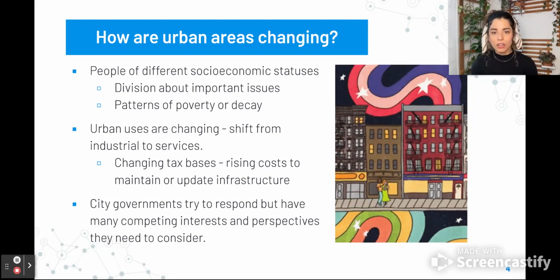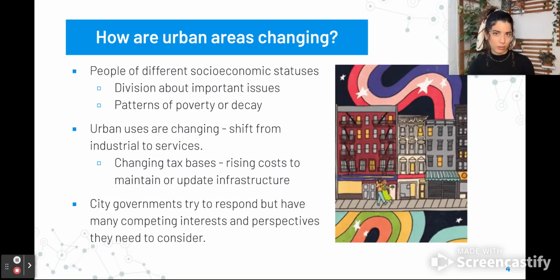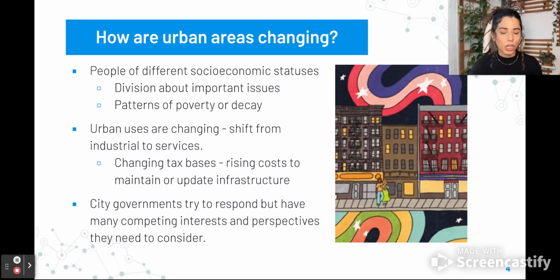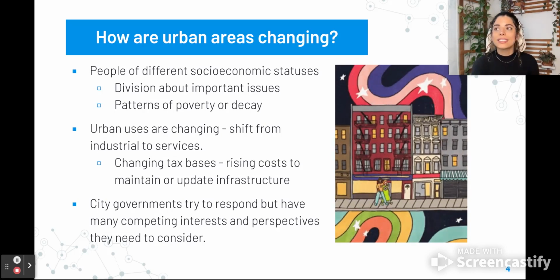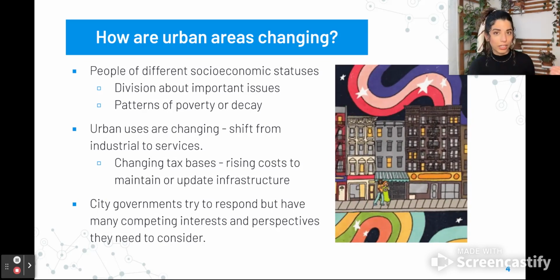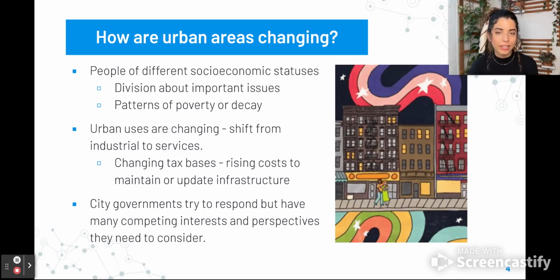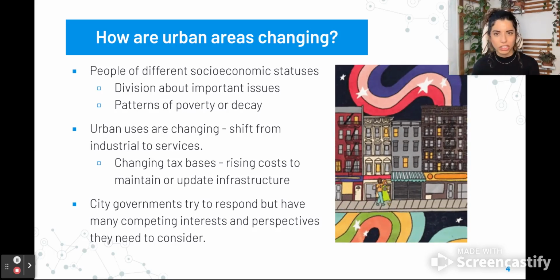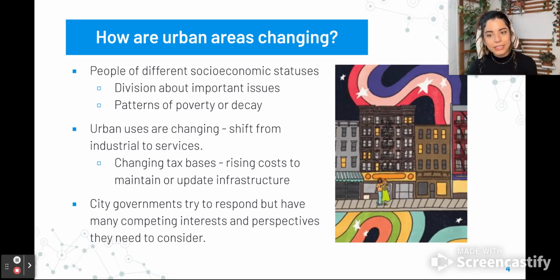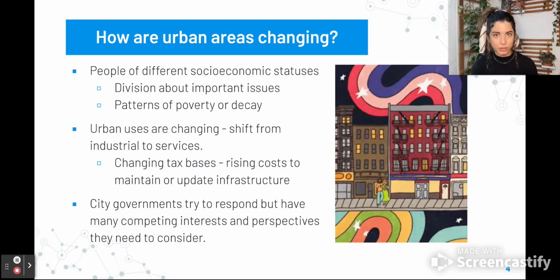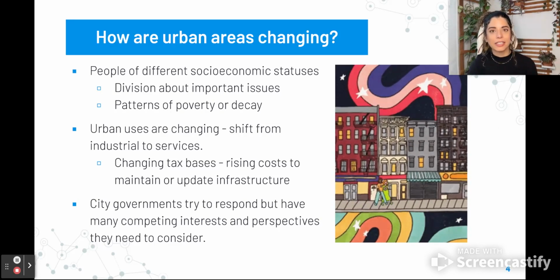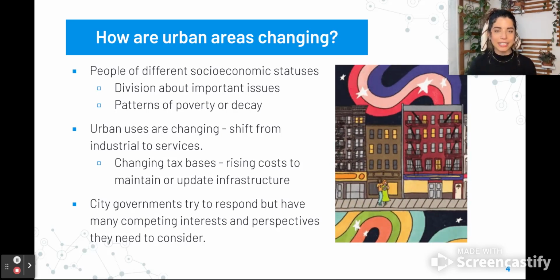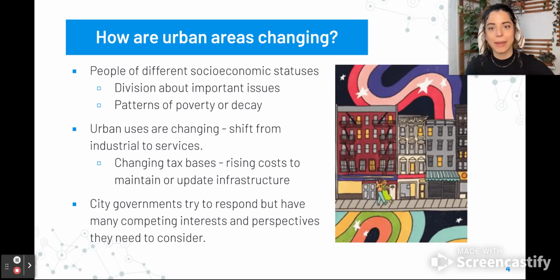Sometimes we see a shift from industrial practices to services. So service-based work or economics would be like, let's say, restaurants, right? Like the work that's done there, it's a service that is being provided as opposed to industrial activities that are like manufacturing and things like that. And also we see city governments trying to respond to some of these changes, but there's a lot of competing interests and different perspectives that need to be considered as decisions are being made.